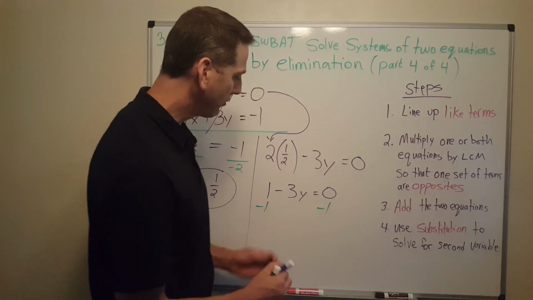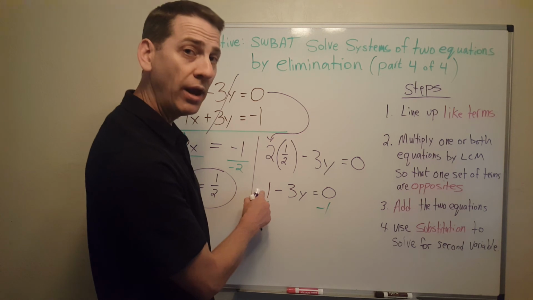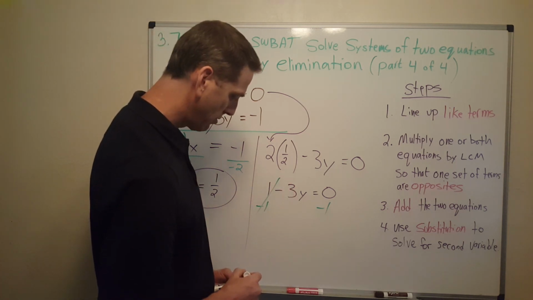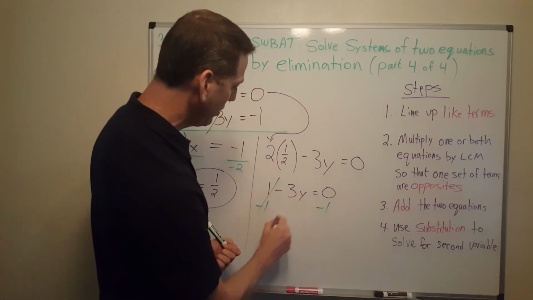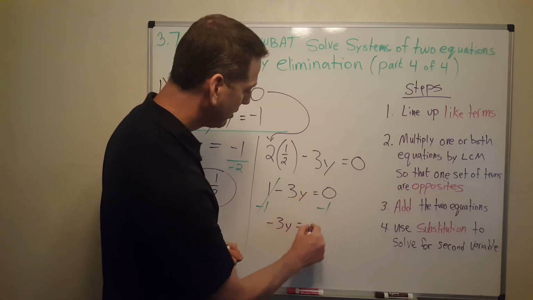Right? Because our goal is to get y all by itself. So by getting rid of that 1, it gets me one step closer. So 1 minus 1 is 0. So now I'm left with negative 3y equals negative 1.